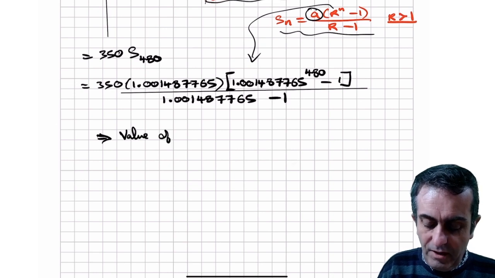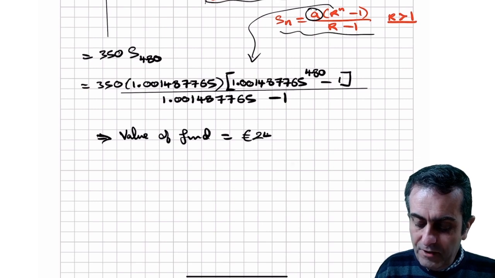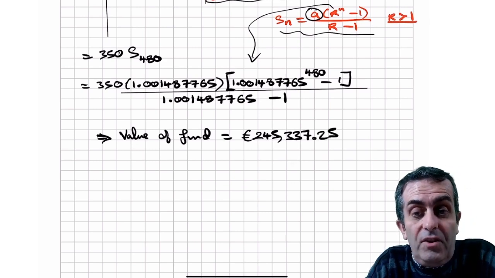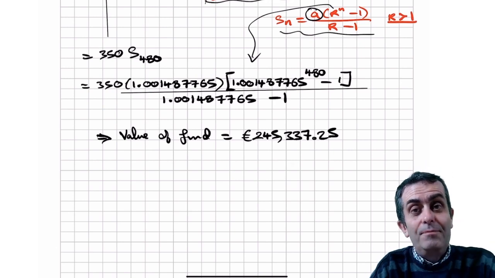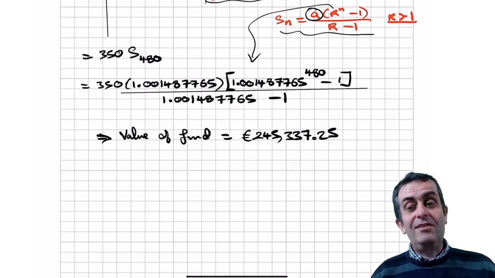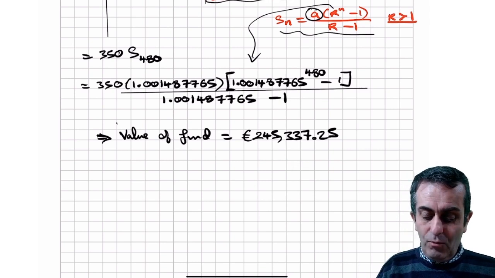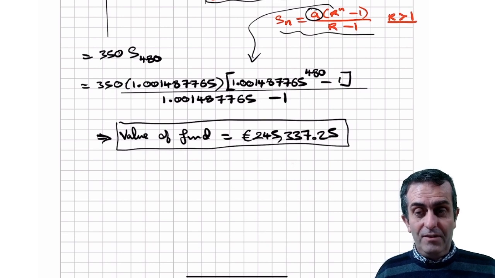Okay? Now, on the next line, it is simply using your calculator, and we can see that the value of the fund, when we've put all of those numbers into our calculator, is €245,337.25. That's why the banks always encourage us to start pension funds early, because on the day that we retire, everybody wants to have a large pot in their pension, but it takes time to build up that pot. And because it takes so much time, it's good to start the pension fund as early as possible. So that is the value of the fund on the day that Angela retires on her 65th birthday.